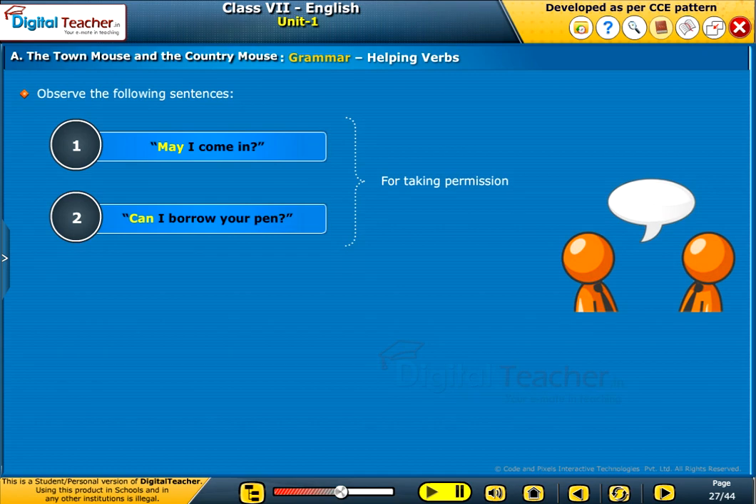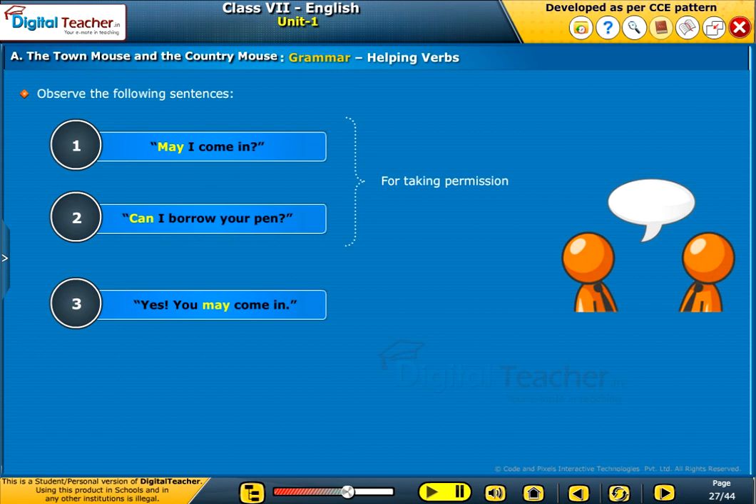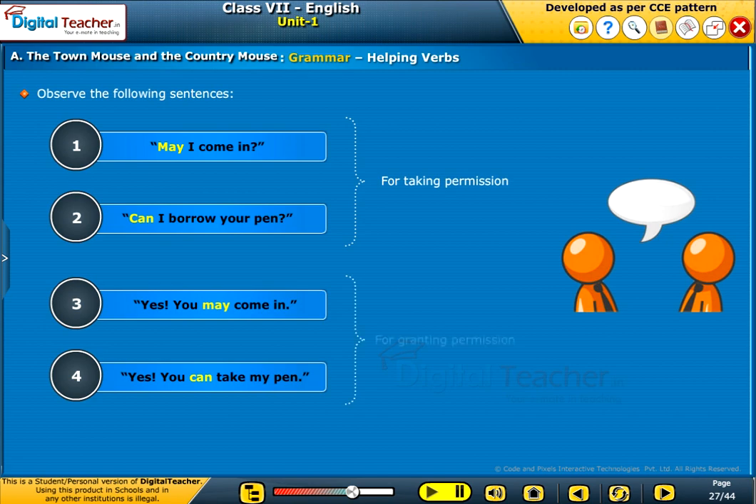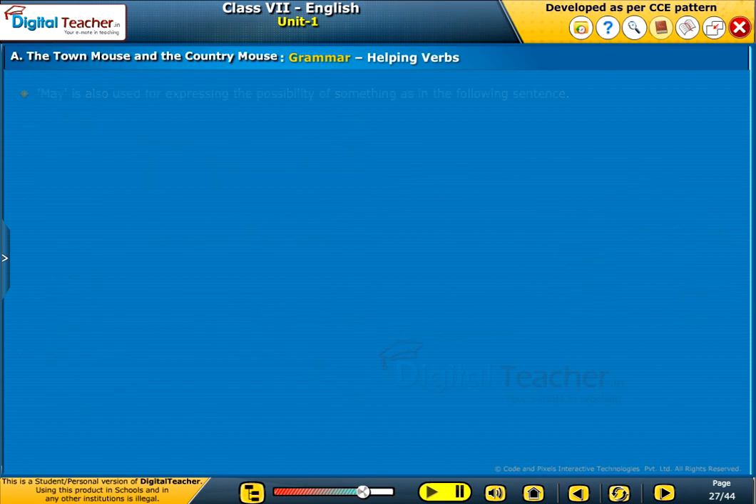Just like these, the helping words can also be used for granting permission. Yes, you may come in. Yes, you can take my pen. Here, the same helping verbs used for seeking permission are also used for granting permission.